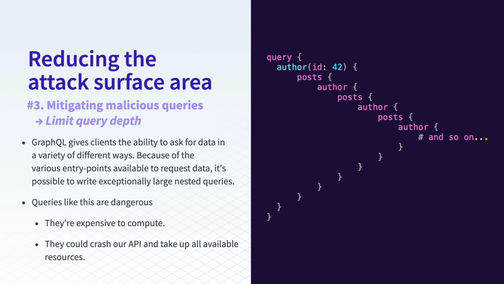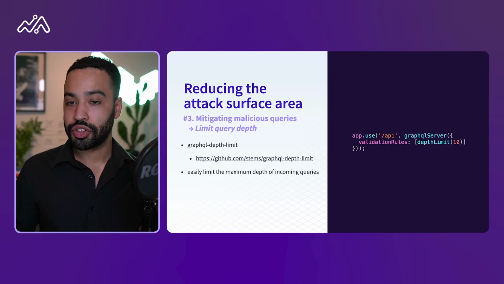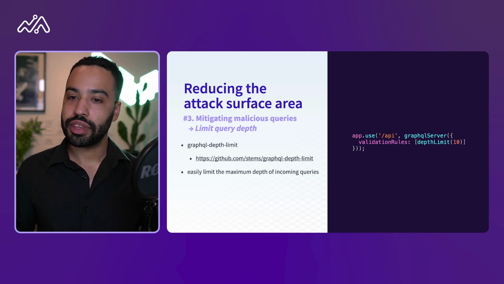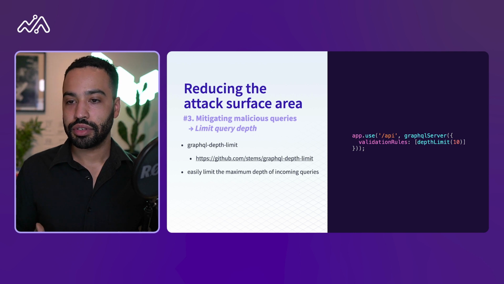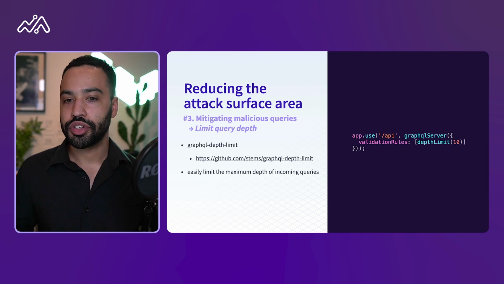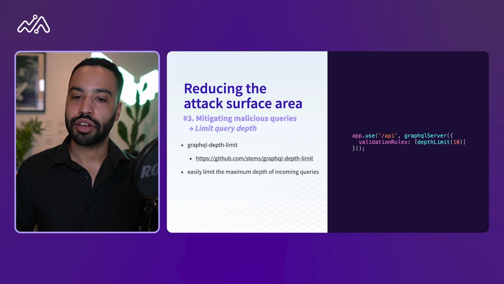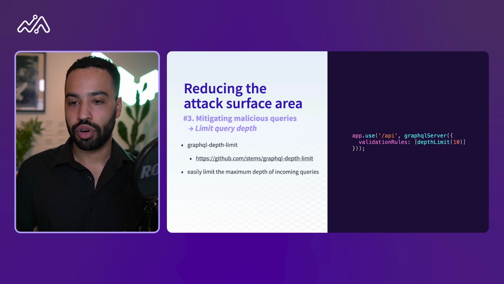So that's no good. What should we do instead? Well, we want to limit the query depth. There's a useful package you can npm install called GraphQL depth limit. With it, you can limit the maximum depth of queries to, say, 5 or 10 or something. It's unlikely we'll really need such a deeply nested query, and if we do, we should probably take a look at how to design our queries in a more performant manner.